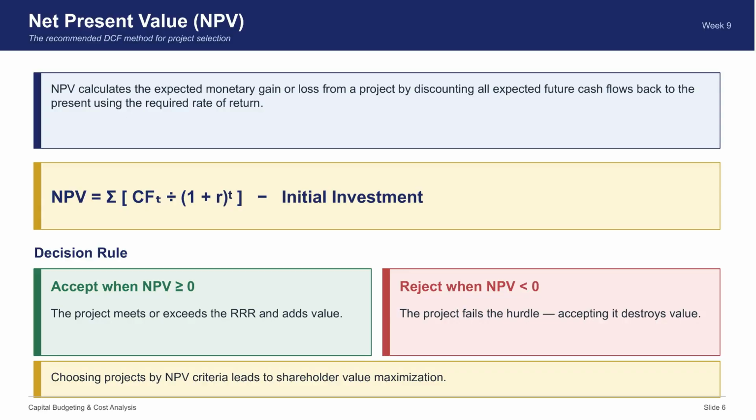Net present value measures the expected monetary gain or loss from a project in today's dollars. We discount every future after-tax cash flow at the required rate of return, sum them, and subtract the initial investment. If NPV is 0 or positive, accept the project and add value. If negative, reject it to avoid destroying value.